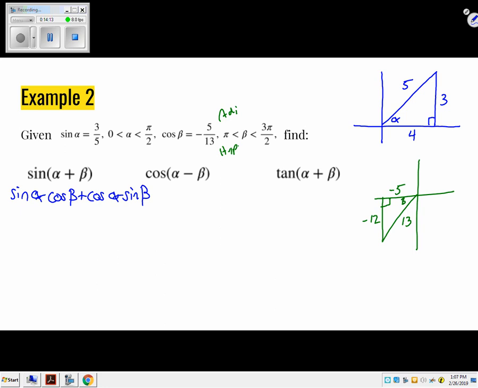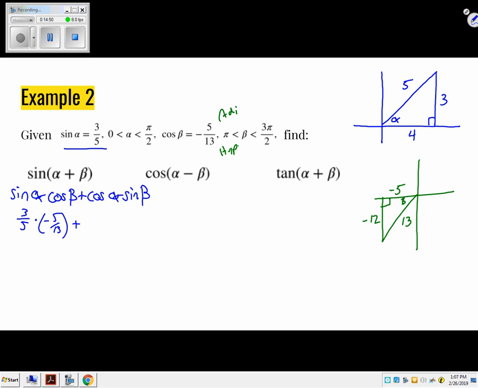Alpha, beta. Nope, it's alpha. All right, so I'm going to cheat a little bit. Any information they told me up here in the original, I'm going to go ahead and bring it down. So sine of alpha is 3/5. Bring it down. All right, cosine of beta, where's that at? Right here, -5/13. So bring it down. That's all I can cheat on this.